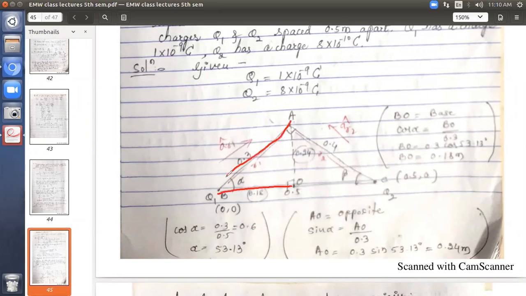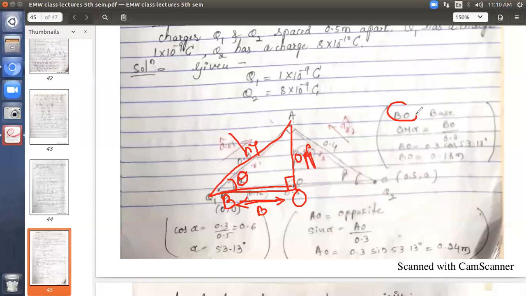Let me take this right angled triangle. This is your 90 degrees. This is your theta. I have marked this point as O, this point as B. According to this, what is distance BO? This is your base, right? This is your base, this is your opposite, and this is your hypotenuse. So how will we calculate the base? Base comes in the cos term. See here, BO is the base.